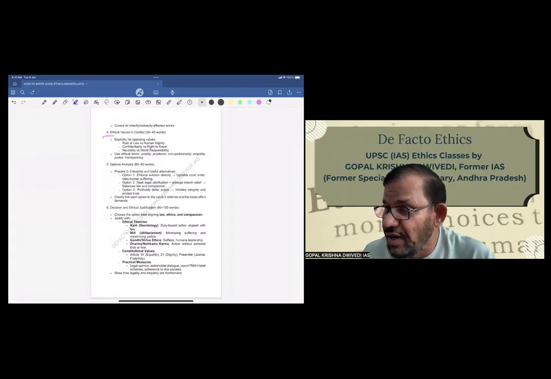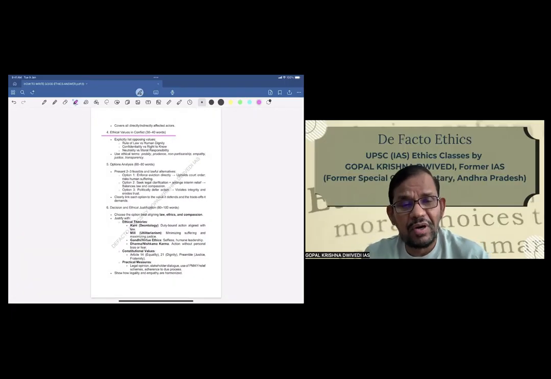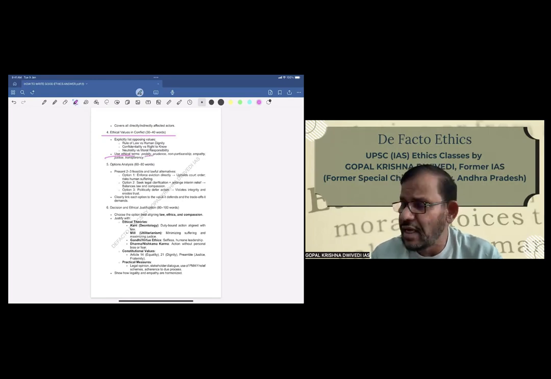Ethical values in conflict, you have to clearly mention. I have already mentioned this in an earlier point also. For example, it may be rule of law versus human dignity, confidentiality versus right to know, or neutrality versus moral responsibility. In such cases, use of ethical terms is also very, very important. For example, probity, prudence, these are some examples.